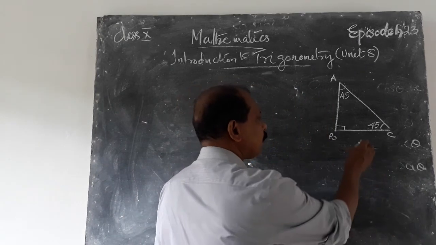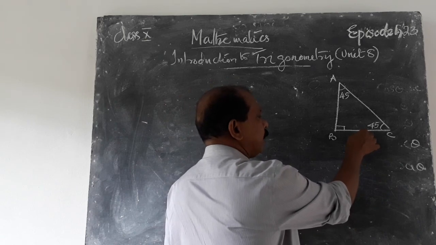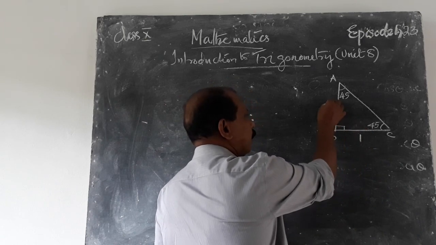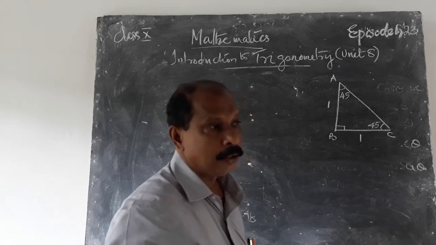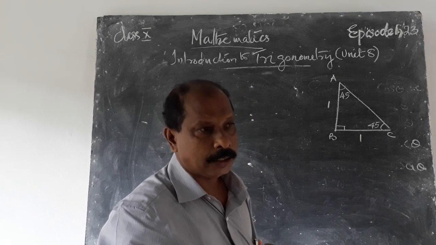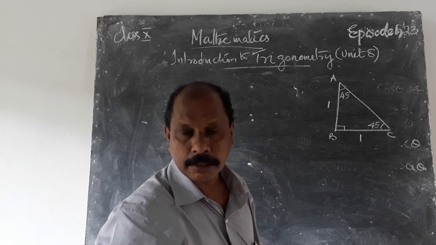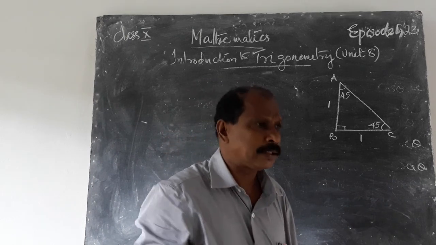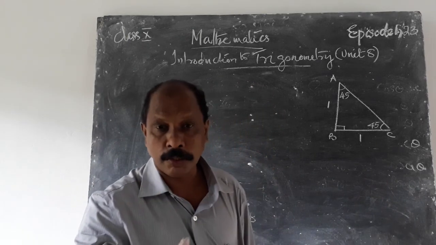That means the adjacent side and opposite side are equal. Let us assume that the adjacent side and the opposite side are equal to 1 unit. That is 1 unit, because it may be 1 centimeter or 10 centimeters anyway, but it is 1 unit.